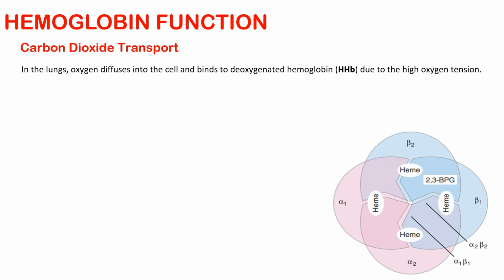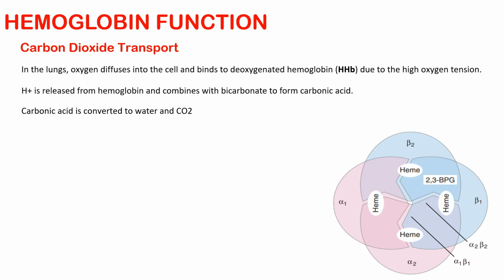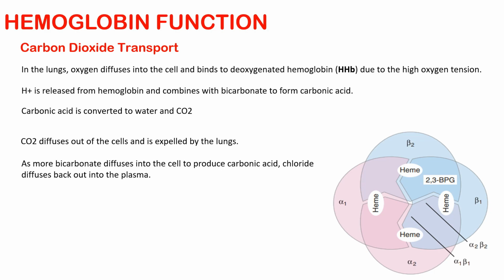In the lungs, oxygen diffuses into the cell and binds to deoxygenated hemoglobin due to the high oxygen tension. Hydrogen ion is released from hemoglobin and combines with bicarbonate to form carbonic acid. Carbonic acid is converted to water and carbon dioxide. Carbon dioxide diffuses out of the cells and is expelled by the lungs. As more bicarbonate diffuses into the cell to produce carbonic acid, chloride diffuses back out into the plasma.